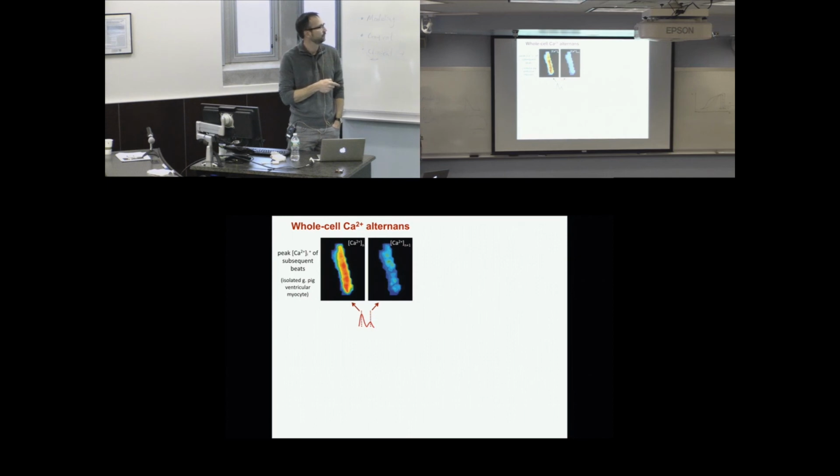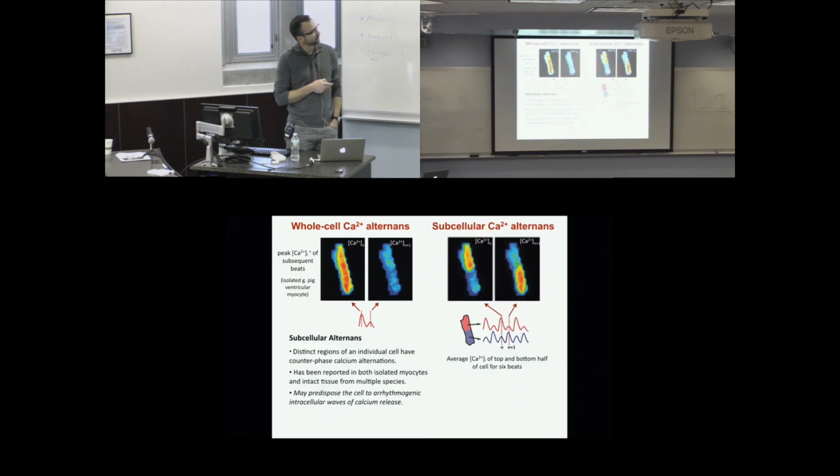The color is a function of the calcium concentration. Red is a lot of calcium, blue is not very much calcium, and you can see that for this beat you have a lot of calcium everywhere, and for this beat you have not nearly as much calcium at the peak of the action potential everywhere.